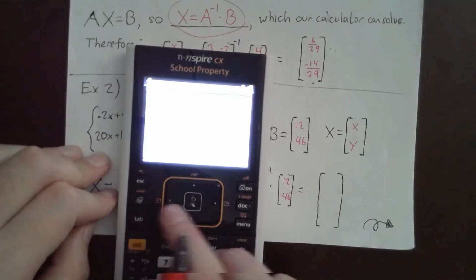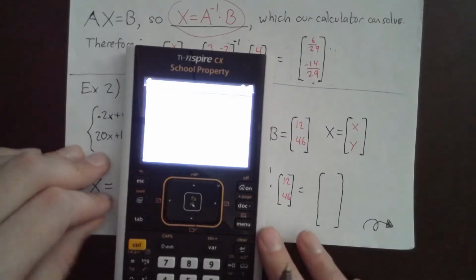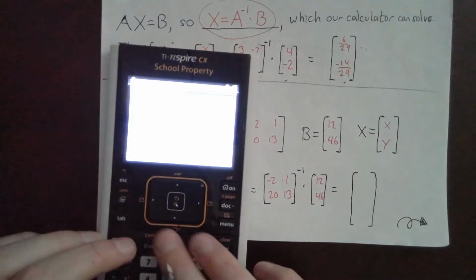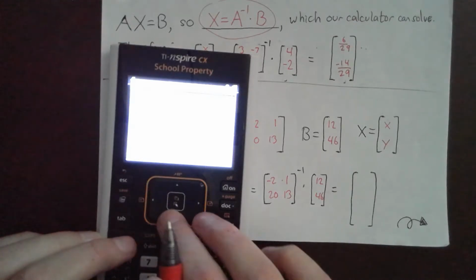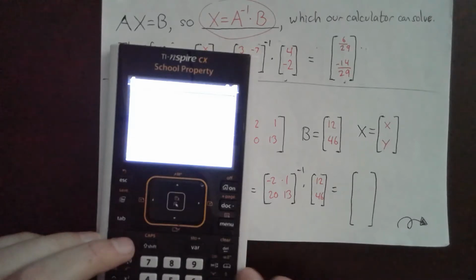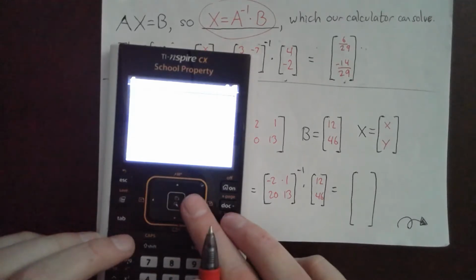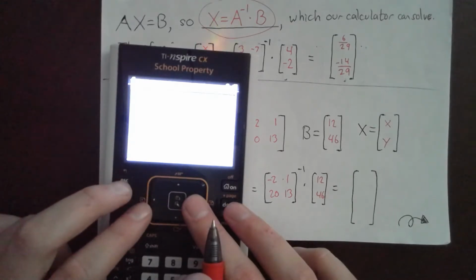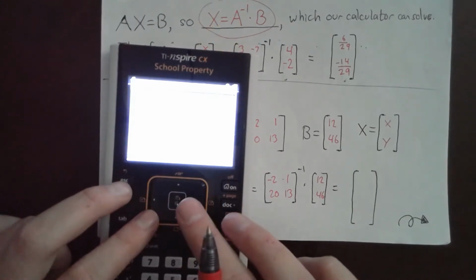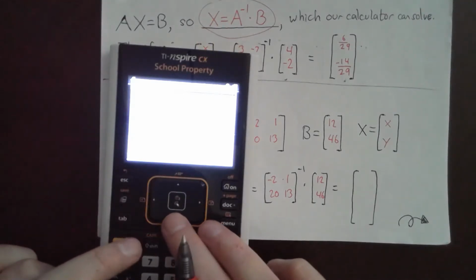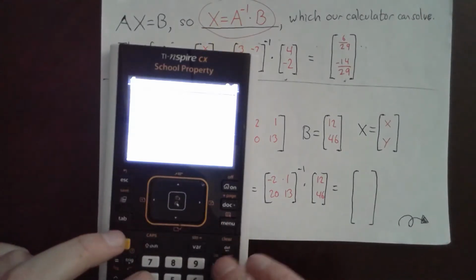You can go through that whole process again, or you can go to the last matrix and just re-enter some of this stuff. So negative 2, 1, 20, 13, and then the inverse. Don't forget the inverse. That is the most common mistake with using these in the calculator. Do not forget the negative 1. Okay, and then 12 and 46.